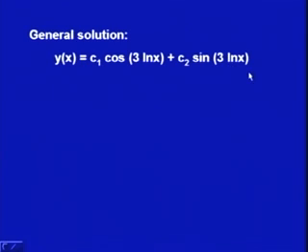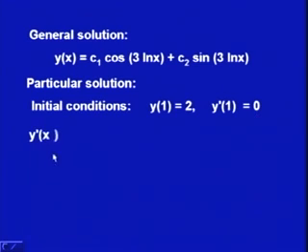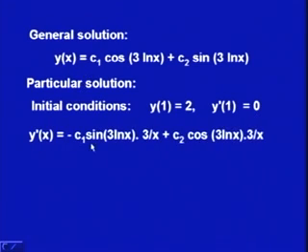To get the particular solution for the initial value problem, what are the initial values? Initial values are given that the function at value 1 is 2 and the derivative at 1 is 0. So, we get y dash of x from here, that would be minus c1 sin 3 log x into 3 by x plus c2 cos 3 log x into 3 by x.